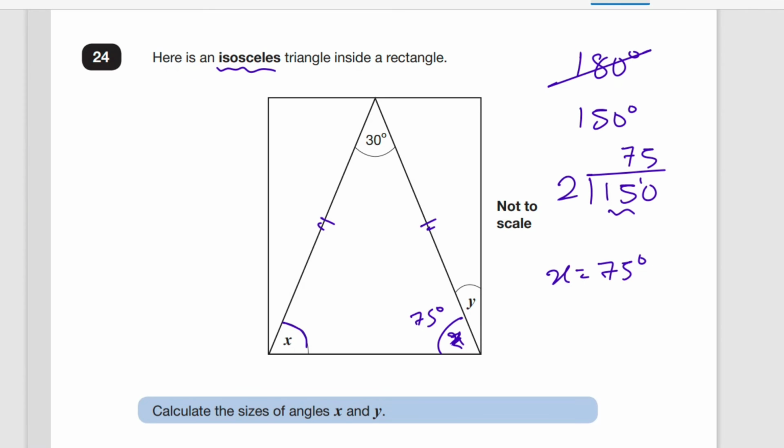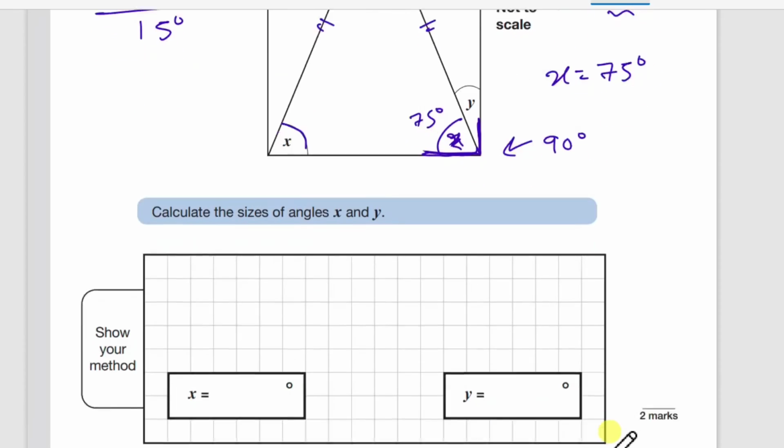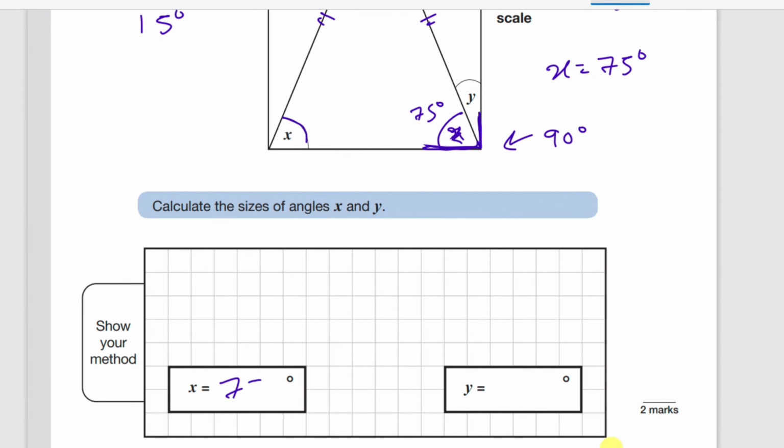Now, to work out y, we need to realize that we have a right angle here. Right angles add up to 90 degrees. So y is the remainder. To work out y, 75 plus y must give us 90. So we can do 90 take away 75. If you subtract this, you should get a result of 15. And that's it. So our answer should be 75 and 15. And then you put them both here.